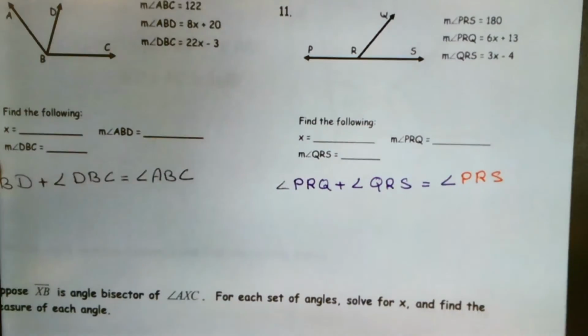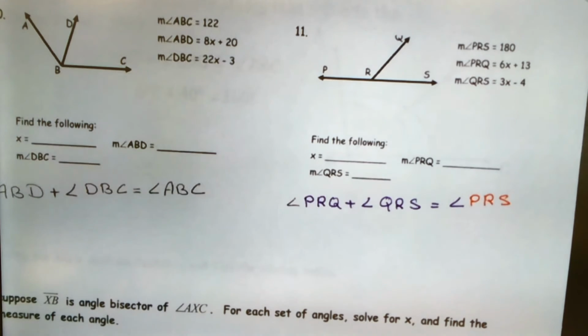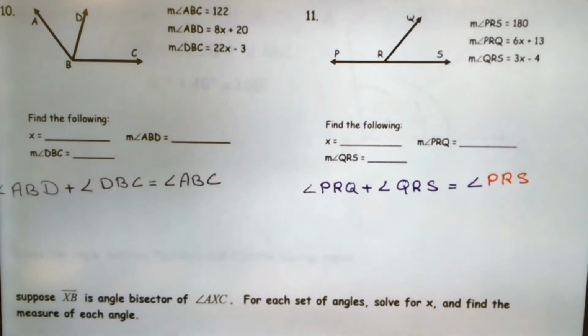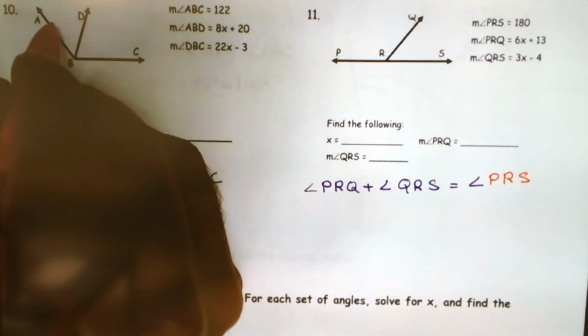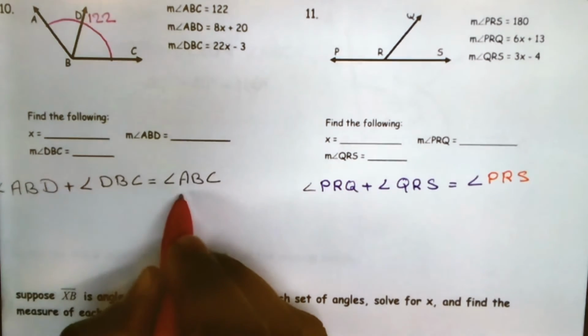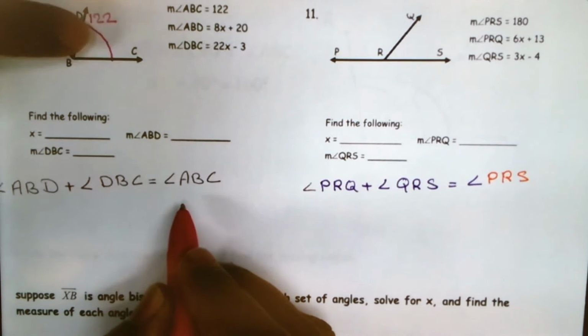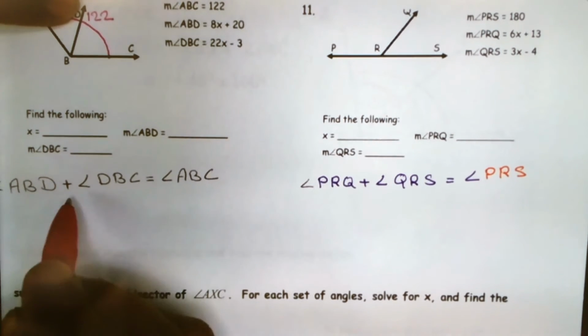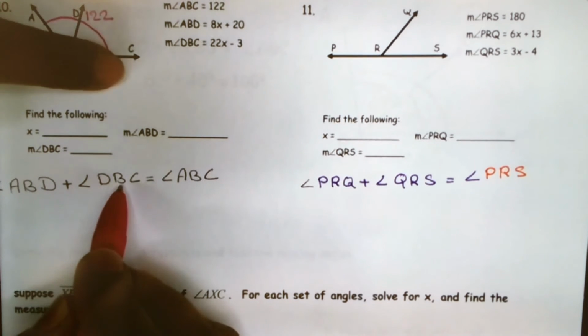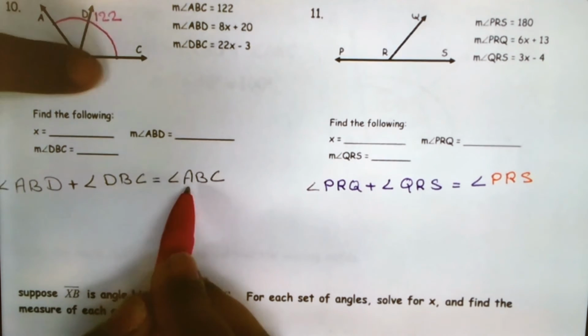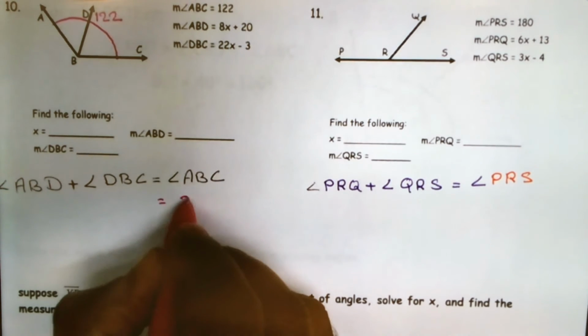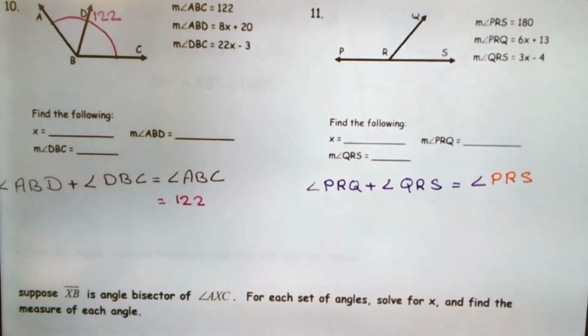So here is the next question. Please pause the video and try to solve that question. Then come back and check your answers. Welcome back. I hope you have done that question. So the whole angle ABC is 122. So I can write the angle addition postulate. One small angle ABD plus the second small angle DBC add up to the whole big angle ABC, which is 122.